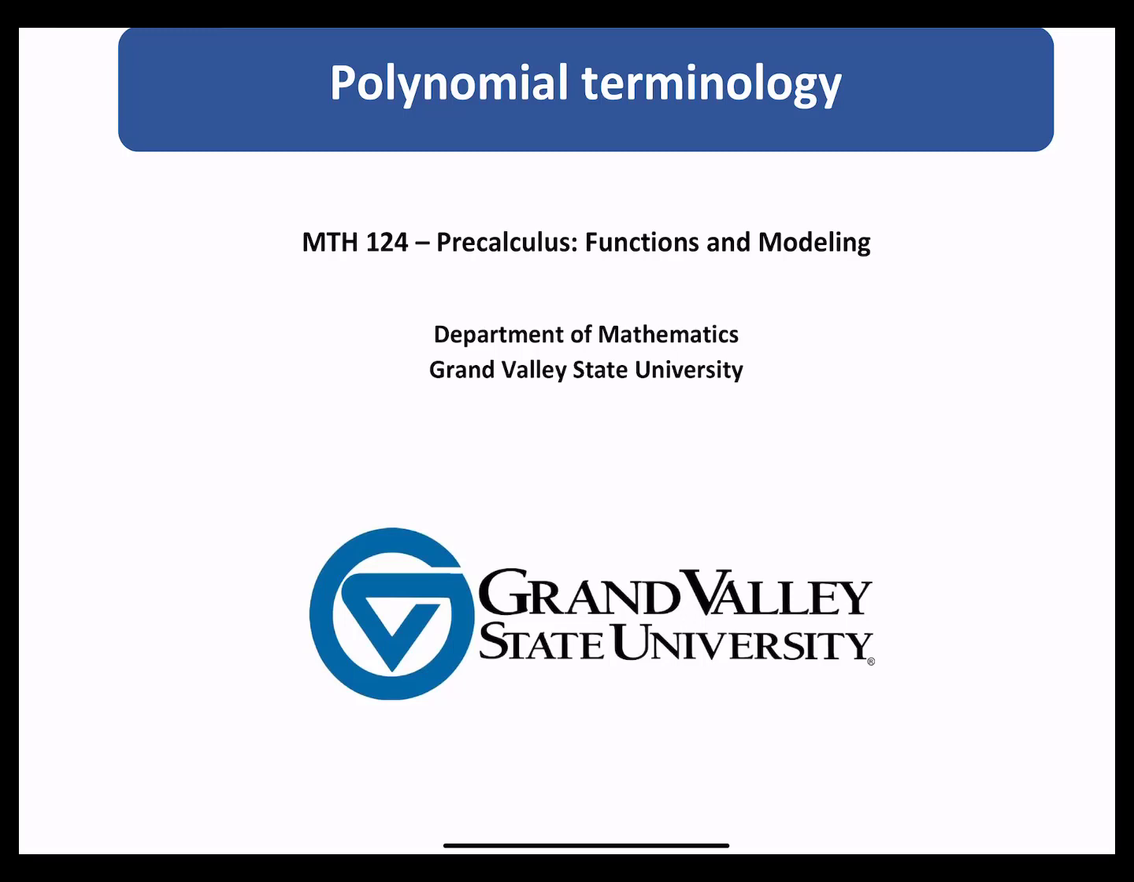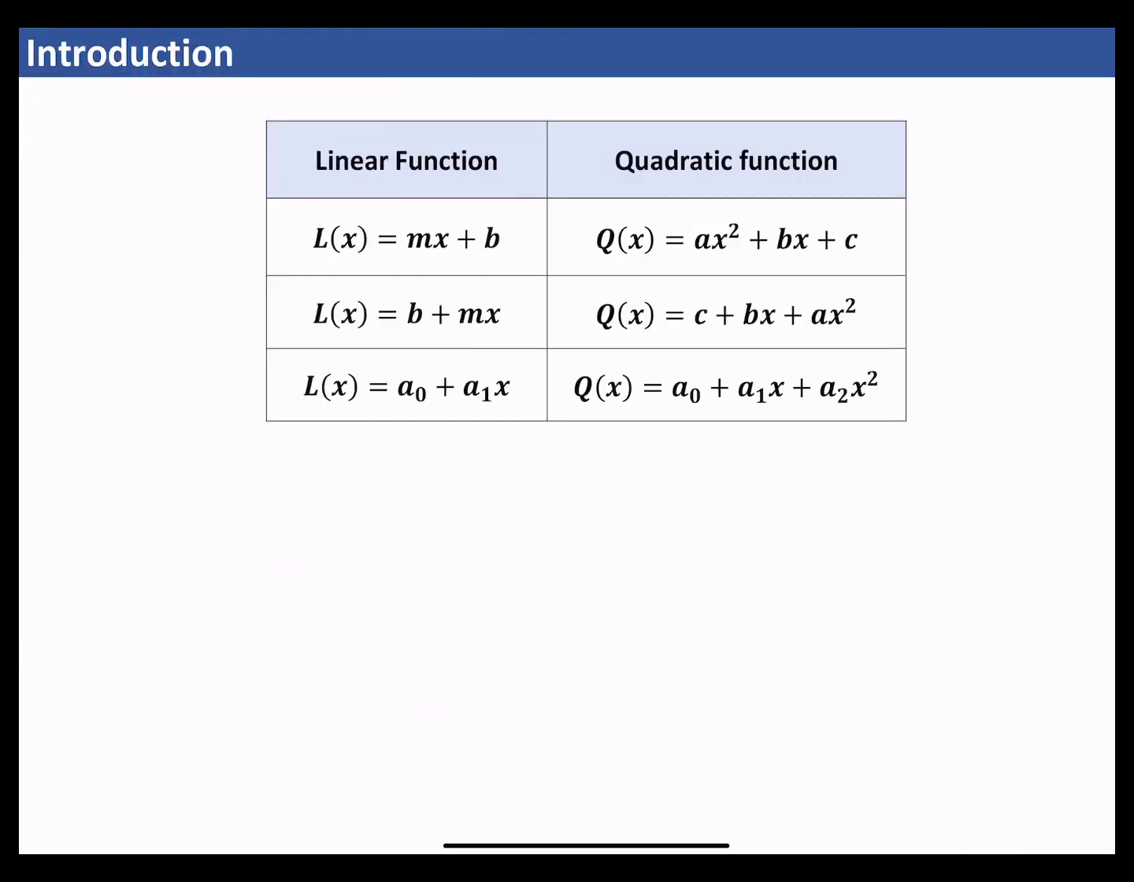Hello, in this video we will review the definition of a polynomial and terminology associated with polynomials. If we think of a linear function as having formula L of x equals mx plus b, and the next simplest functions, quadratic functions, as having form q of x equals ax squared plus bx plus c, we can see immediate parallels between their respective forms when we rearrange the addition to get L of x equals b plus mx, or q of x equals c plus bx plus ax squared.